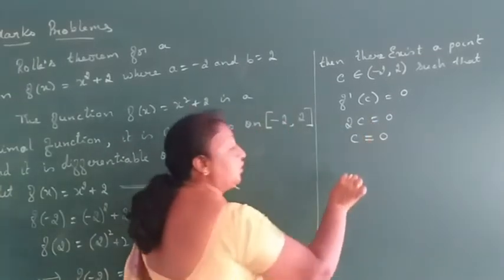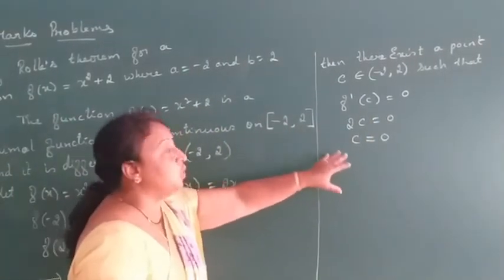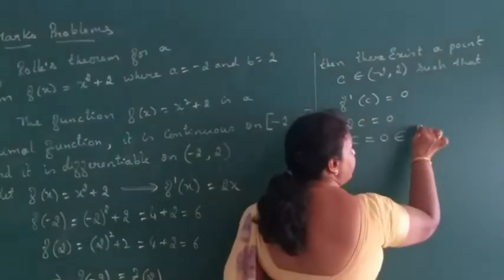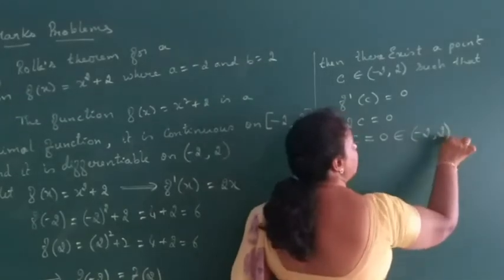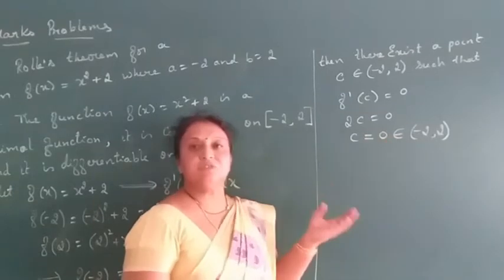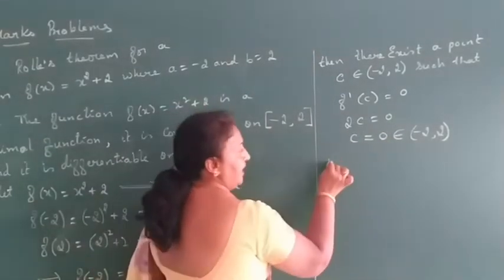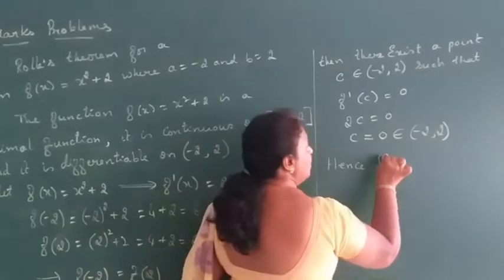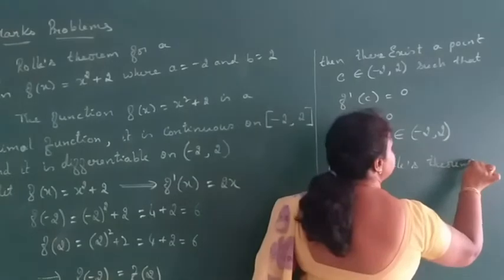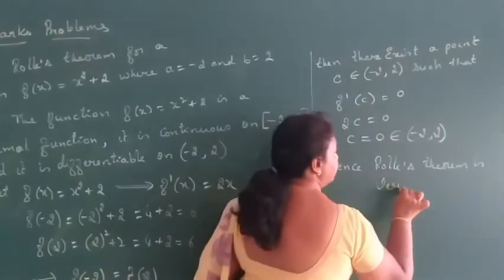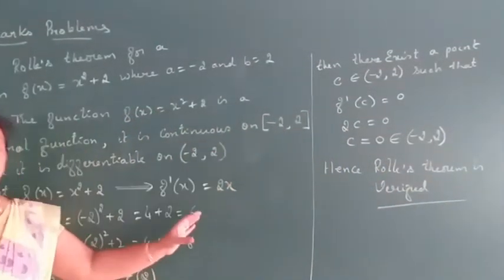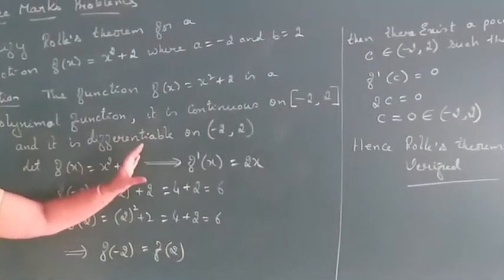This value 0 lies between minus 2 and 2, that is in the open interval (-2, 2). So we got one value of c, which is 0, and 0 lies between minus 2 and 2. Hence Rolle's theorem is verified. So, this is the problem. This problem is 3 marks.